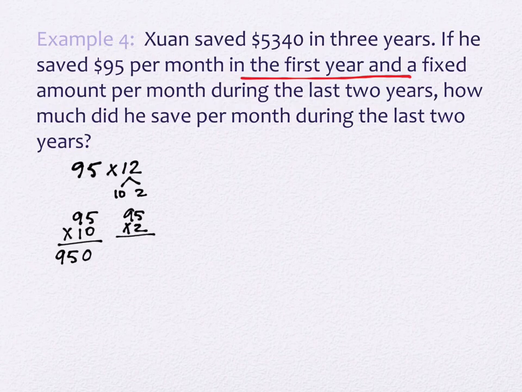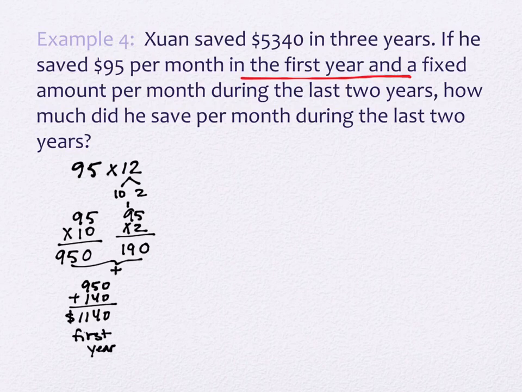What's 95 times 2? Well, if you weren't sure, you could add it together, right? 95 plus 95. That would be a reasonable thing you could do. You can use a standard algorithm since I've kind of got it set up that way. That's what I'm going to do. So 5 times 2 is 10. I'll regroup my 1. 2 times 9 is 18, plus 1 is 19. And then if I add these together, 950 plus 190, you end up with 1140. So this is $1,140 the first year.